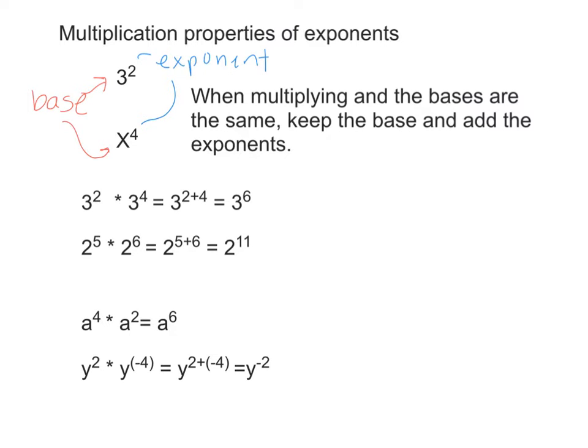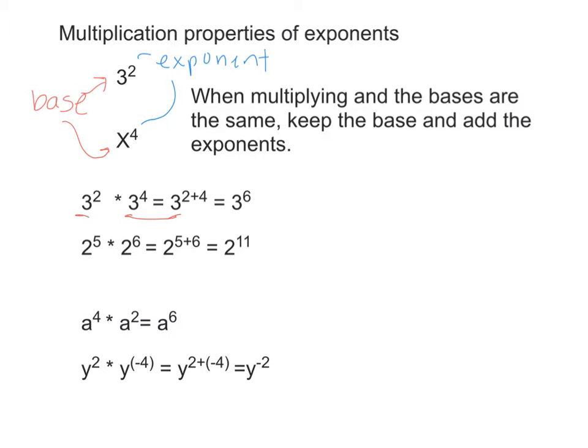So the example up here, 3 squared, 3 is the base and 2 is the exponent, and then x to the fourth, x is the base and 4 is the exponent. So the first example is 3 squared times 3 to the fourth. Because these bases are the same, they're both 3's, you're going to keep that base, and then you're just going to add the exponents, which is 2 plus 4. Your answer is 3 to the sixth. Right now, just keep it at 3 to the sixth. I won't worry about expanding it out yet.